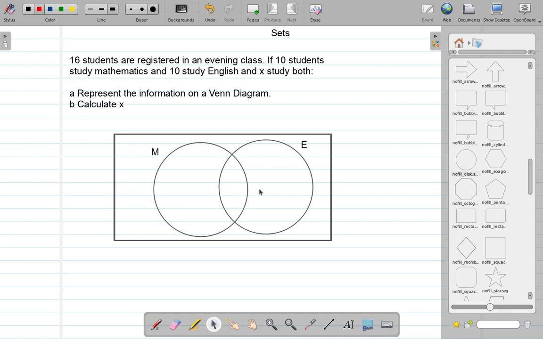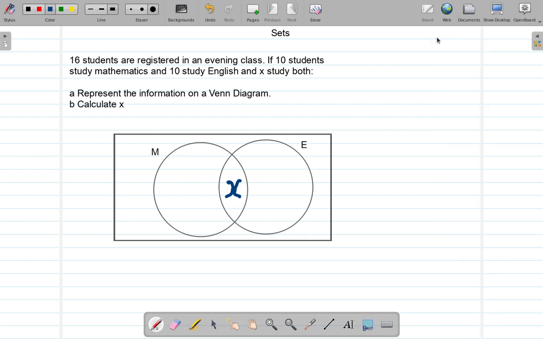Now 16 are there, 10 study maths, 10 study English. X study both. Since X study both, then what I'll do is put X here. Let me use a different color. I will put X here to represent those who do both. Now, I want you to just pause the video and finish filling out the information in this Venn diagram and come back. So go ahead and pause.